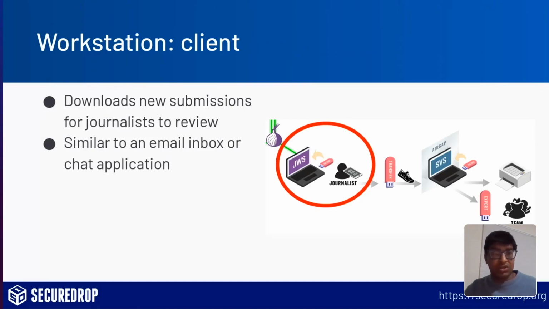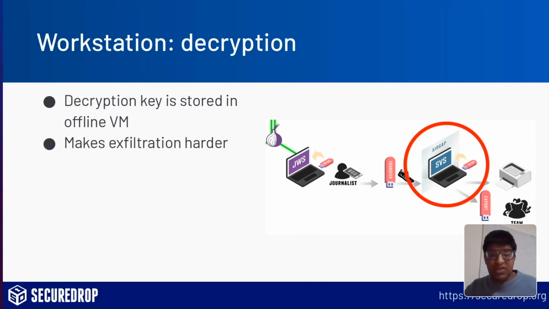So going back to our original diagram, the first part of the diagram is the client computer. It downloads new submissions for journalists to review, and it's pretty similar to an email inbox or chat application. Then the next step is the decryption. The decryption key is stored in an offline virtual machine, and because it's offline, it makes exfiltration harder.